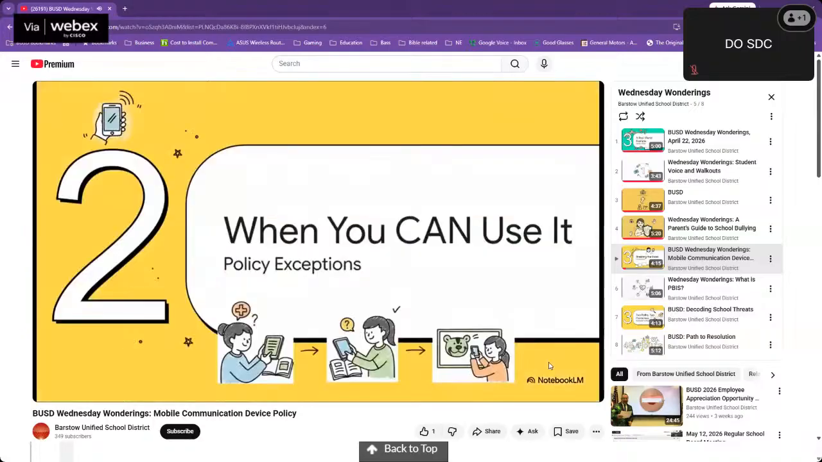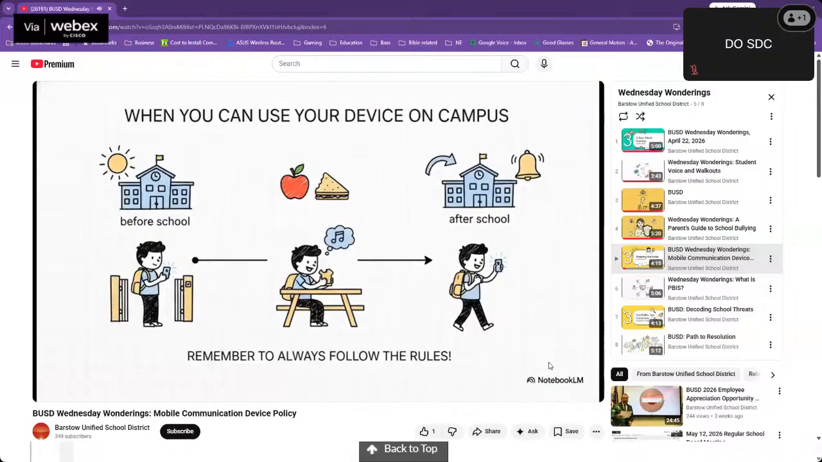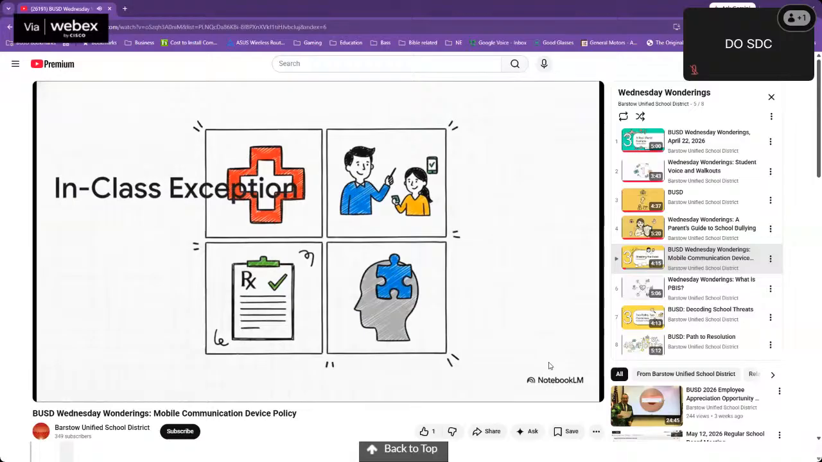Okay, so we've covered all the don'ts. But what about the do's? When can you actually use your device? Because this policy isn't a total ban, there are some very specific exceptions. The general rule of thumb is pretty flexible, actually. Before school starts, during your lunch break, and after that final bell rings for the day, you can use your device on campus. The only catch is you still have to follow all the other school rules while you're using it. Pretty straightforward.